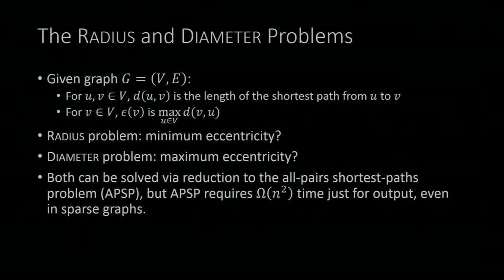It's not too hard to see that if you can solve all pairs shortest path, or APSP, you can solve this problem. But APSP outputs n squared things, so there's n squared time just for outputting the information, because it outputs the information for all pairs, and there are n squared pairs. So even when the graph is sparse, APSP will require n squared time, but radius and diameter, because they just output one number, the minimum eccentricity or the maximum eccentricity, maybe we could possibly do better.